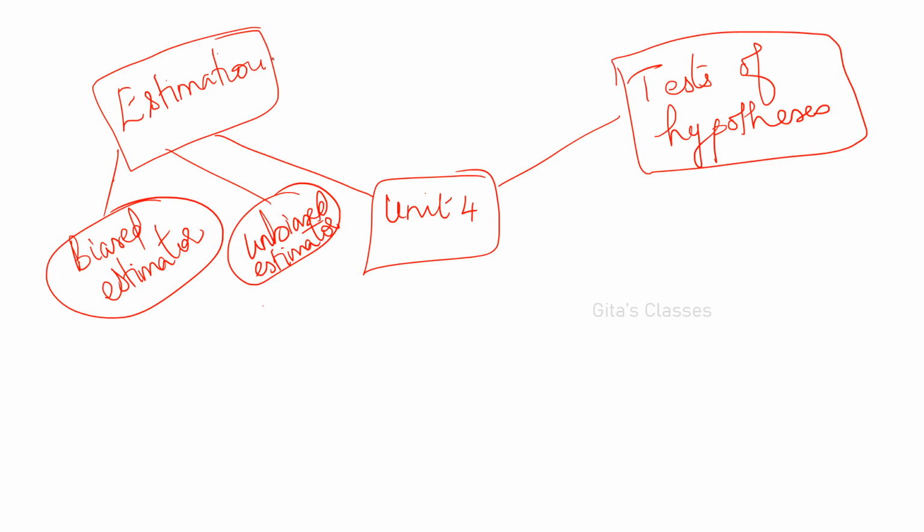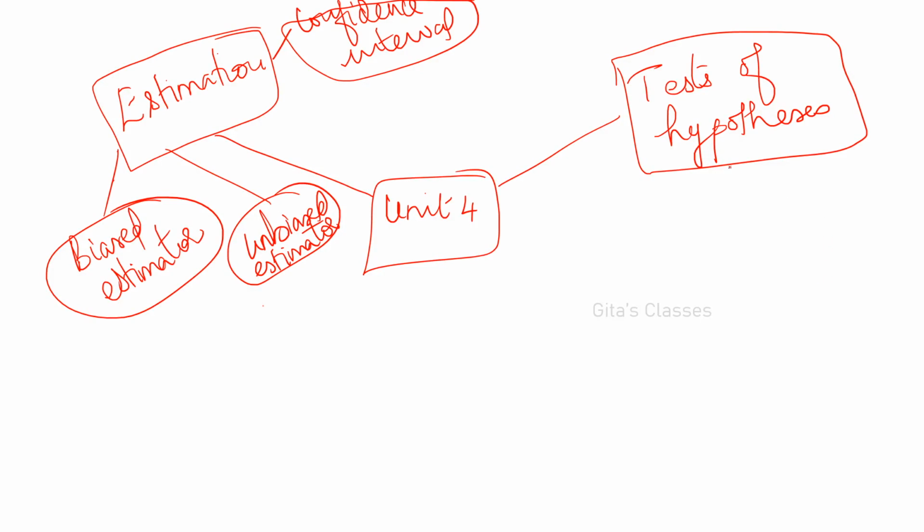And a definite question: find the confidence interval. You can expect it for 5 marks. Find the confidence interval, 99% or 95%. One or two questions you can expect from estimation. Okay. Next is types of hypothesis.